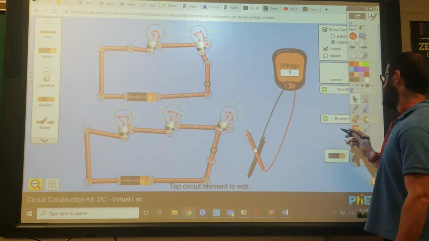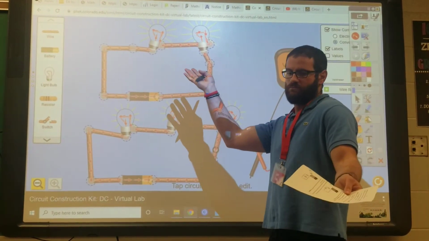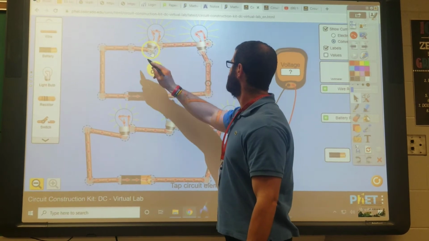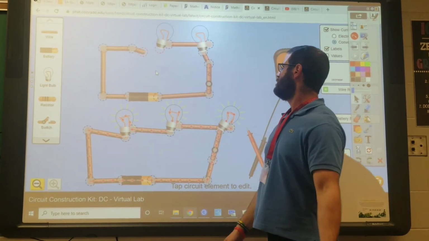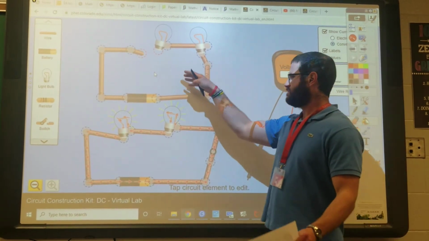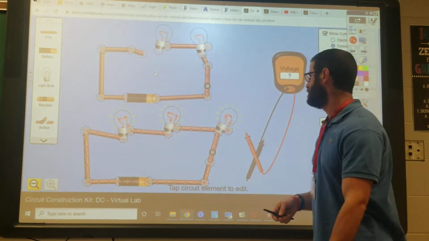And we talked about what happens if we take out a bulb or a bulb burns out. So let's say a bulb burns out, guess what? The other bulb burns out too. Okay, because there's nowhere for the current to flow, the circuit is broken. So that's what happens in a series circuit.